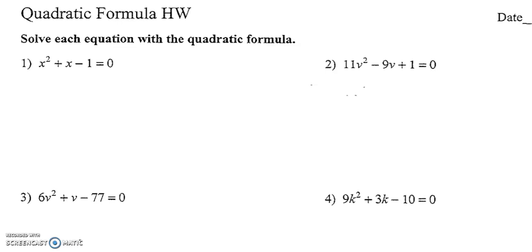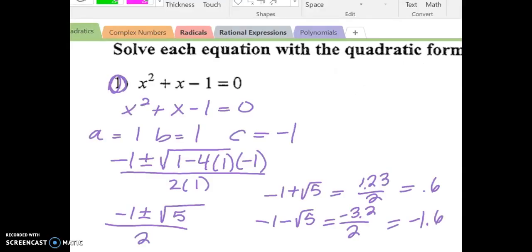I'd like you guys to try number one, see if you got any of the answers above on the multiple choice, see which one you got, and then I'll go over the answer. Here's what I got for number one. A is 1, B is 1, C is -1. You're going to plug it in. You're going to get the square root of 5.